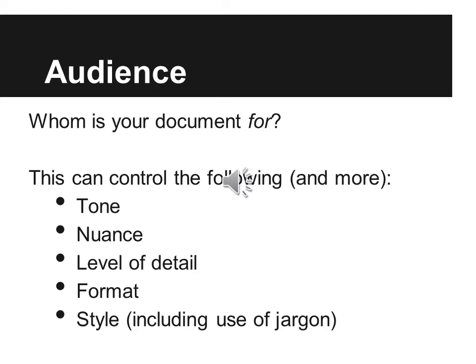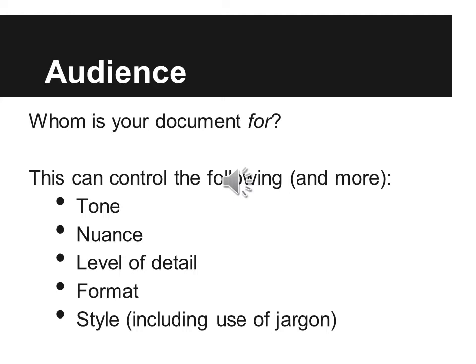The first thing you need to think about is audience. To whom are you writing? This controls a lot of different factors. You can see some of these on the PowerPoint. These are just the most important ones. Depending on what you're writing, it can cover several things. What I've got here is tone, nuance, level of detail, format, and style. And style here includes the use of jargon. For example, if you're an engineer and you're writing for a lay audience who does not know the ins and outs of engineering, you wouldn't use a lot of really technical terms, calculations, things like that your audience wouldn't understand.